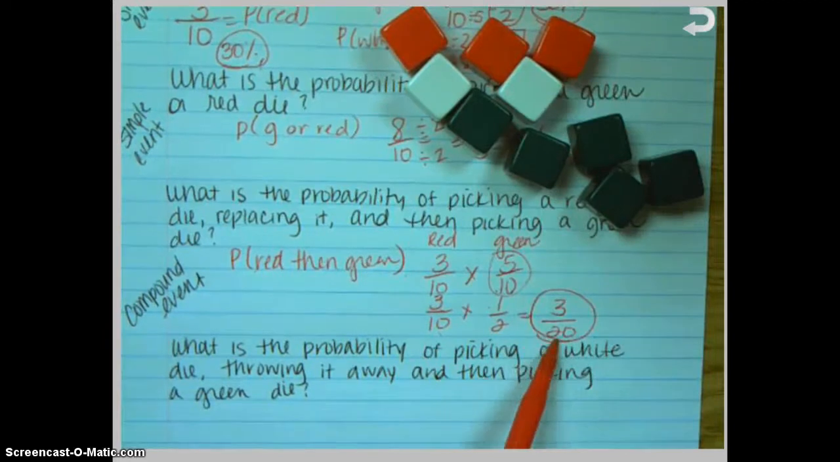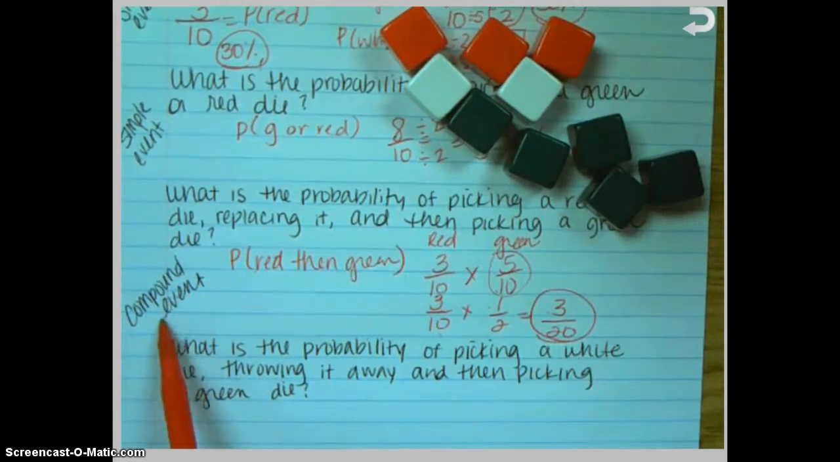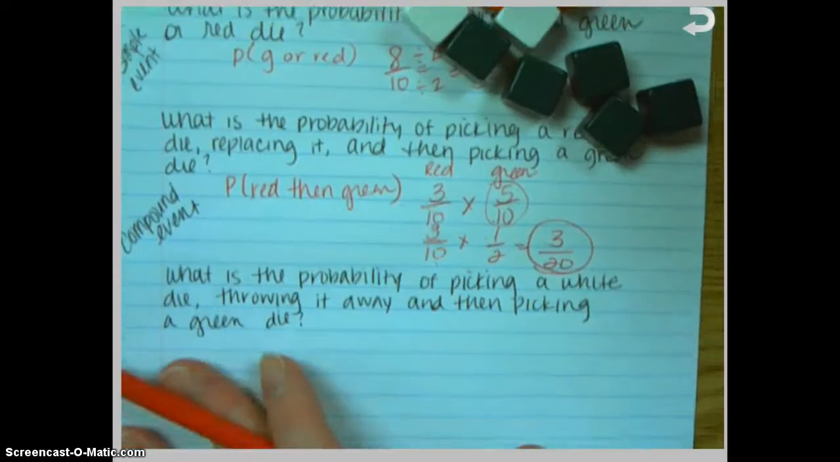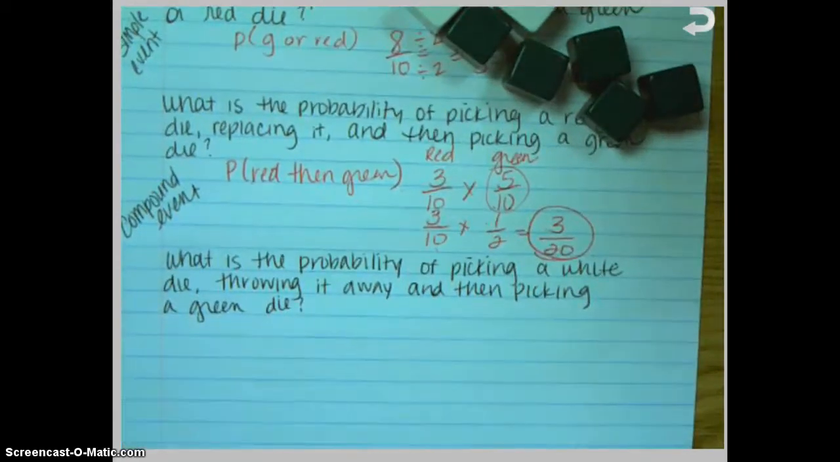So if I pick 20 times, 3 times I'd get red and then green. So that's a compound event. It's kind of like a compound sentence. When you take two sentences and you put them together, compound event with probabilities, you're taking two probabilities and you put them together.